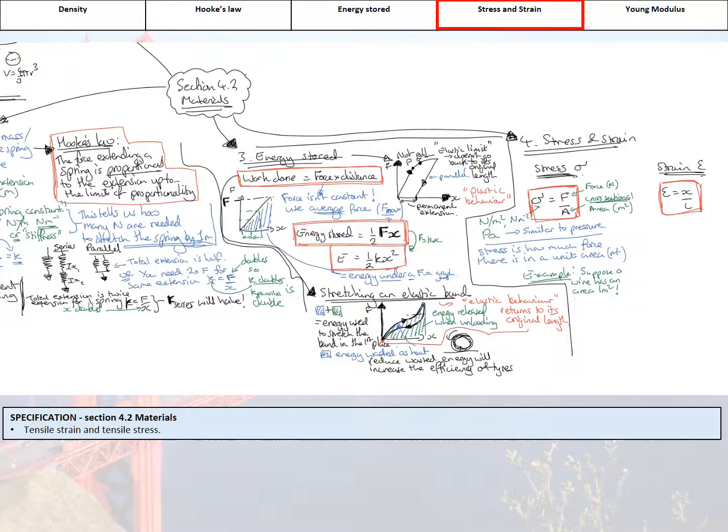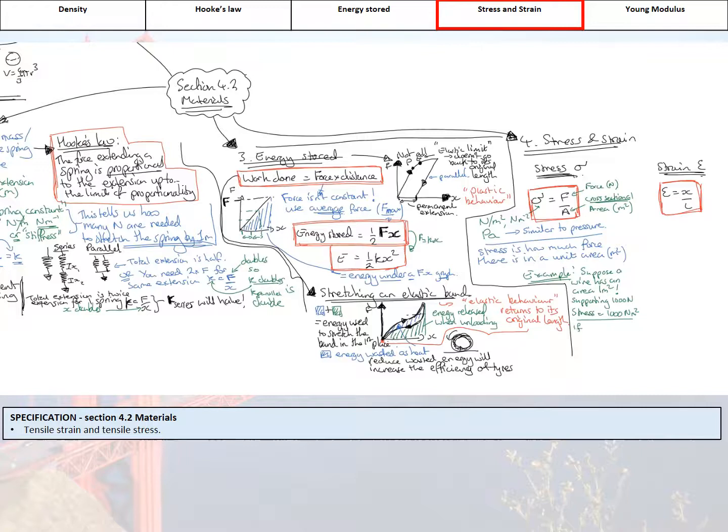And imagine that massive, huge 1 metre squared cross-sectional cable is supporting 1,000 newtons worth of force. A small car. The stress is 1,000 newtons per square metre. Fine.